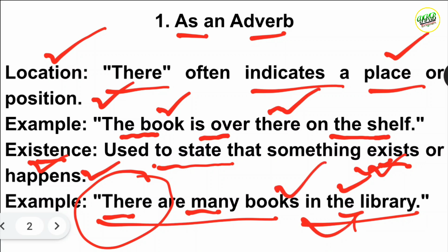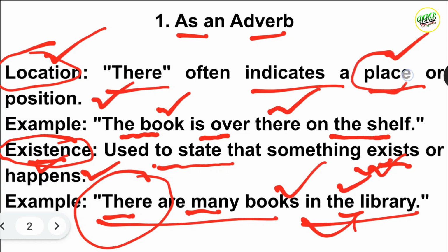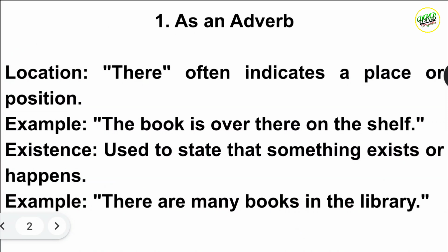So you must remember this. First is about location, second is about existence. Location means any place, a place or position. Next, existence is about things or places. Okay, let's see the next rule.